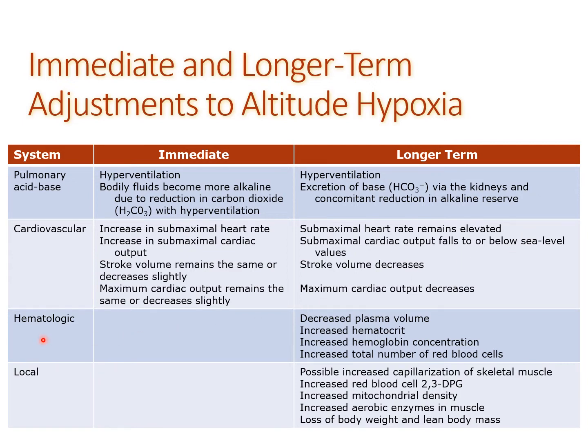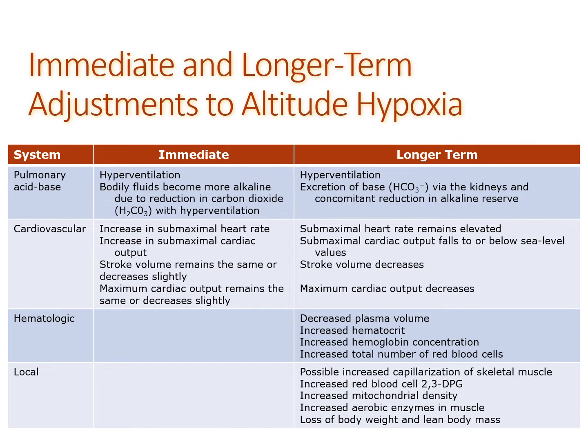Now, in regards to your circulatory system, there aren't any immediate effects here, but longer term, you're going to see decreased plasma volume and increased hematocrit, which makes sense with the decreased plasma. You're going to increase hemoglobin concentration and increase the total number of red blood cells. And then locally in other systems, you might see increased capillarization to the skeletal muscle, increased red blood cells, increased mitochondrial density, increased aerobic enzymes in the muscle, and loss of body weight and lean body mass. So you should understand some of these adjustments.